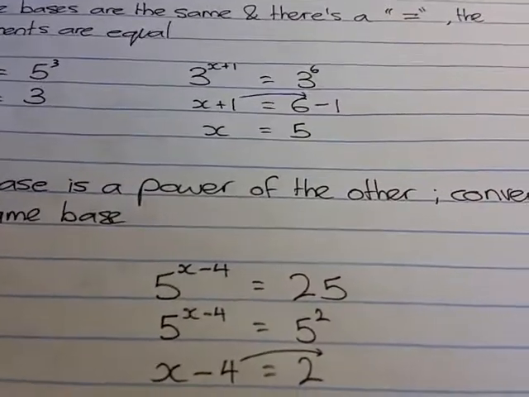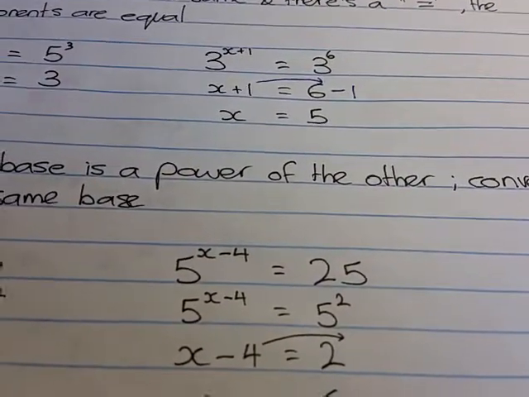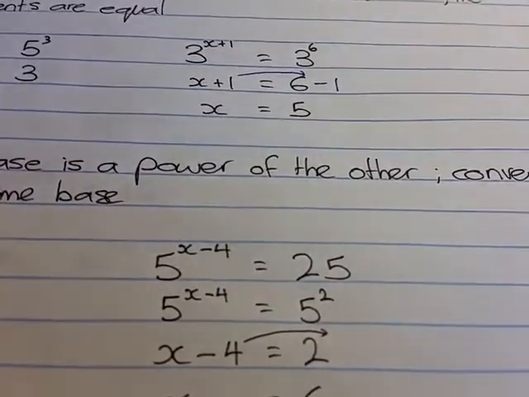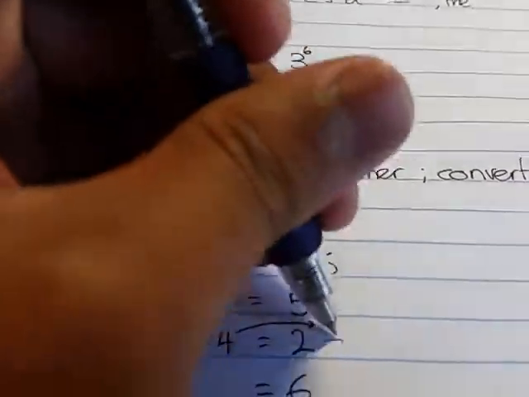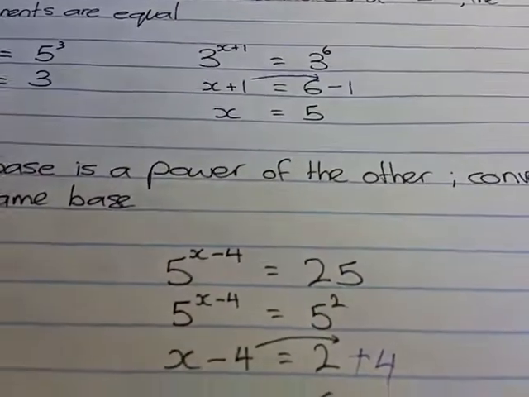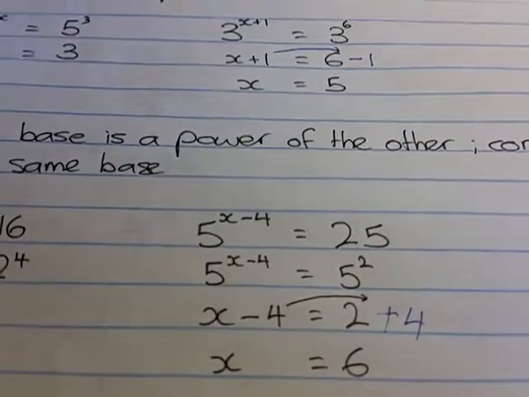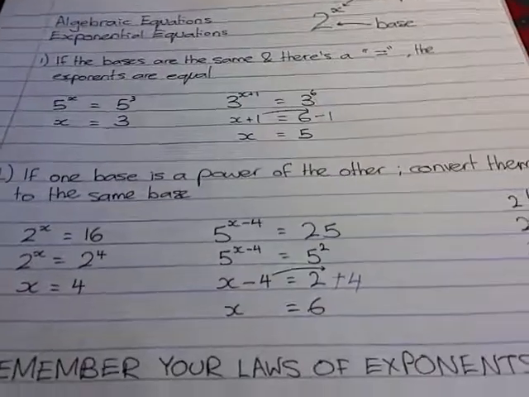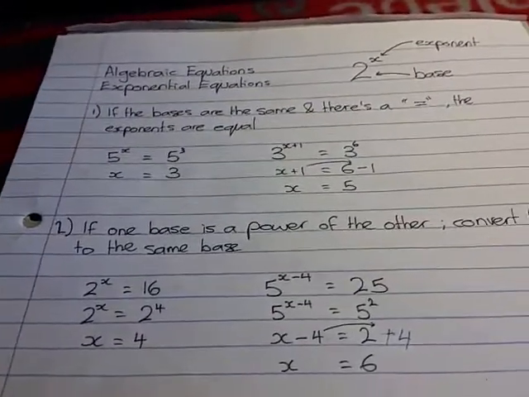And then from there, you treat it like a normal equation. Get the negative 4 over to the other side. It becomes a plus 4, which means x equals 2 plus 4, which is 6. And there we go.